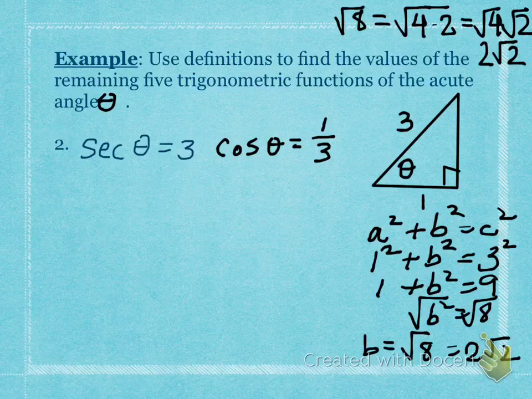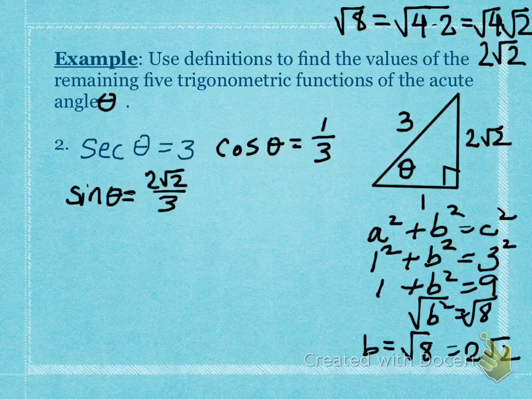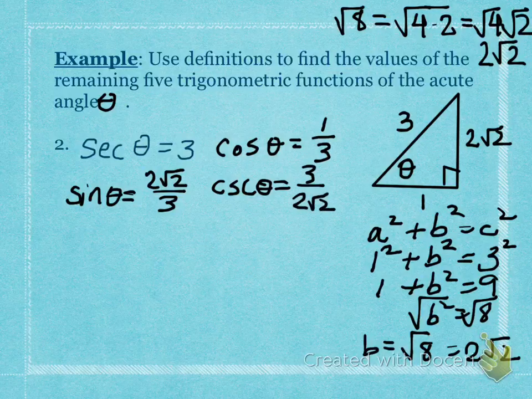Okay? All right, so let's take a look. I've got 2 square roots of 2 then on this opposite side of theta. So let's do sine. What will sine of theta be in this problem? Good. And I like that one because it's already rationalized in the denominator, right? But right along with sine, I would do cosecant. So what would cosecant be? 3 over 2 square roots of 2. And do I get to leave it that way? No. What do I do to rationalize it?